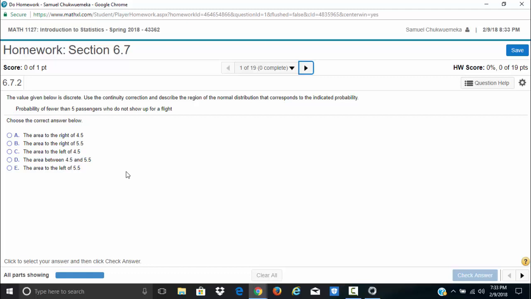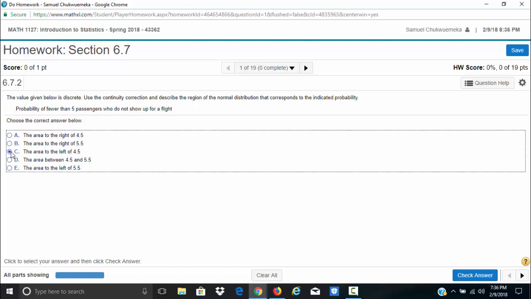Probability of fewer than 5 passengers who do not show up for a flight. So fewer than 5 is less than 5. Okay, that's what it means. X is 5, but you're looking at fewer than 5. So you have to apply the continuity correction, and when you do that, it should be area to the left of 5 minus 0.5. So you do 5 minus 0.5 because we're looking at the less than, which is to the left. So 5 minus 0.5 is 4.5, and then this would be area to the left of 4.5.